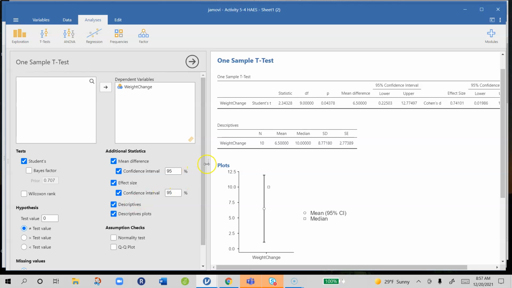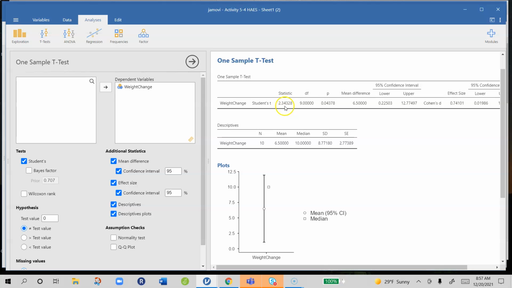In this case, the mean number of pounds is 6.5. That's a positive number, which means on average over 6 years, people gained 6.5 pounds. The median was 10. The standard deviation is 8.77, which means the typical distance each person was from the mean was 8.77, with a standard error of 2.77. That's a typical distance we would expect sample means with a size of 10 to be from the population mean.